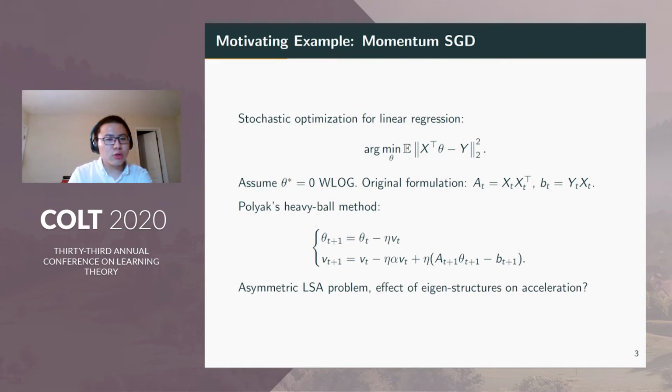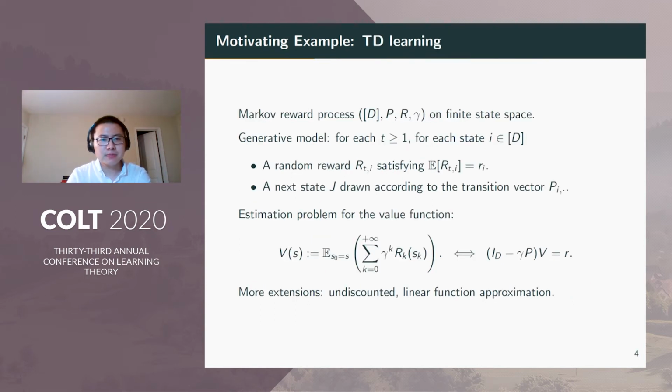But maybe you can use a more advanced algorithm for that, which is Polyak's heavy ball method. By using a dimensional lifting trick and introducing the vector v, it becomes a joint LSA problem. In such a case, the population level matrix is asymmetric, and it has a more complicated eigenvalue structure. It is interesting to see the effect of eigenstructure on the acceleration phenomenon.